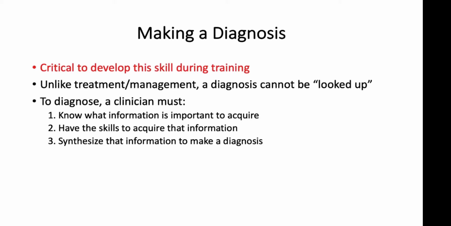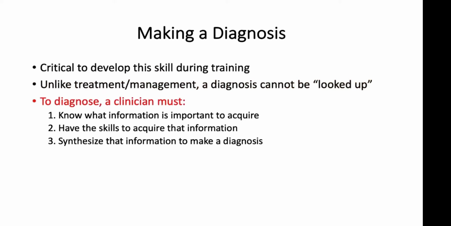And I really think that this is where we should be focused on in terms of student and resident education. We spend an awful lot of time teaching treatment and management and not enough time teaching the diagnostic process. Once a diagnosis has been made, that's the hard part. Once you've made the diagnosis of acute pericarditis, that's the hard part. And you can always look up the treatment, whether it's which NSAID it is, colchicine, what the dose is, et cetera. But the process of making a diagnosis is not so easy and straightforward.